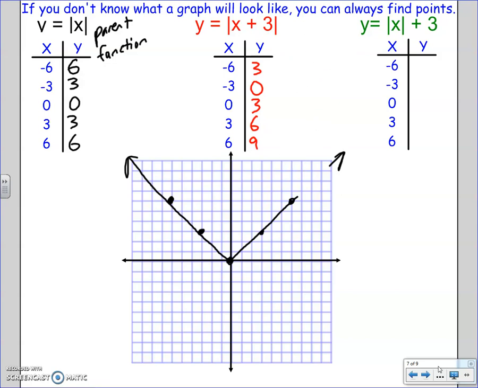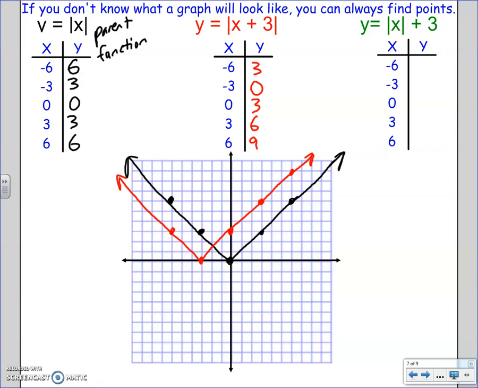I erased part of my black line by accident. All right, so we have -6, 3. Left 6, 3. There you go. We have -3, 0. Right here, we have 0, positive 3. Right here, we have 3, 6. We have 6, 9. Here's that graph. Notice it's the exact same black graph, but what happened? Everything shifted 3 to the left. From this point to this point, we went left 3. From this point to this point, we went left 3. For all of our points, we did that.